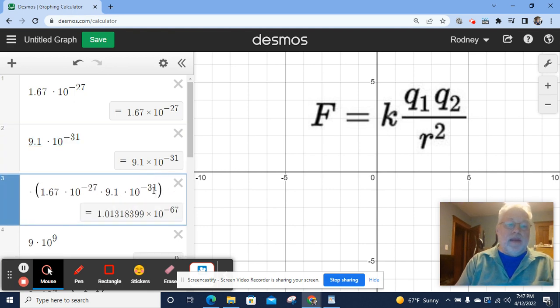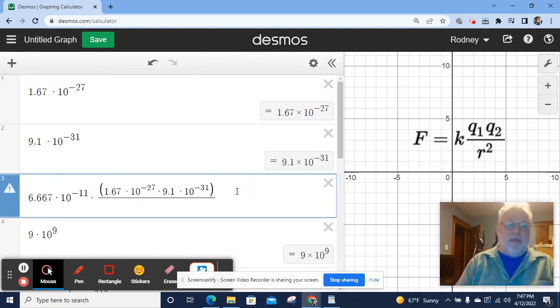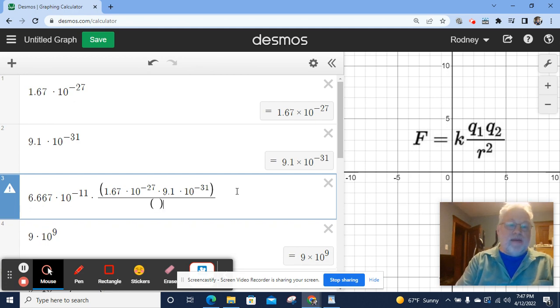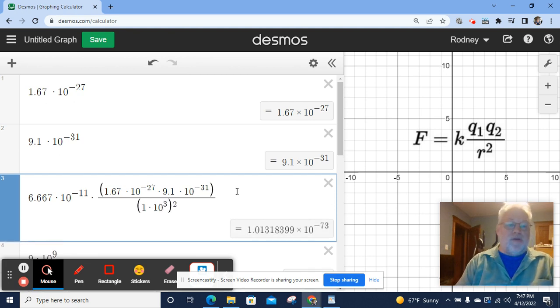There. And I'm going to stretch this out so you can see the whole thing that's happening here. And then we're going to divide that by 1 kilometer, but we're going to have to square that. So I'm going to raise that to the second power. So 1 times 10 to the third power. Okay, you can already see that's a really tiny amount of gravitational pull between that electron and that proton.